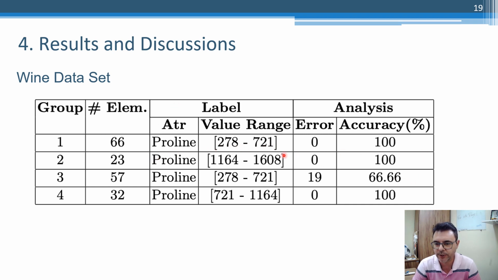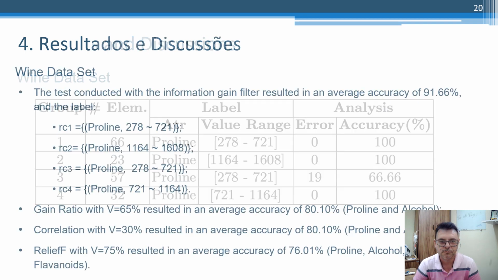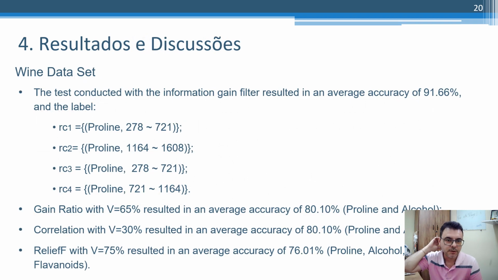We have in group 3 19 errors in this case, but the other groups have 100% accuracy. So the wine dataset with the 4 groups: we have this label, proline, with this range, and each group has the same attributes but different value ranges.